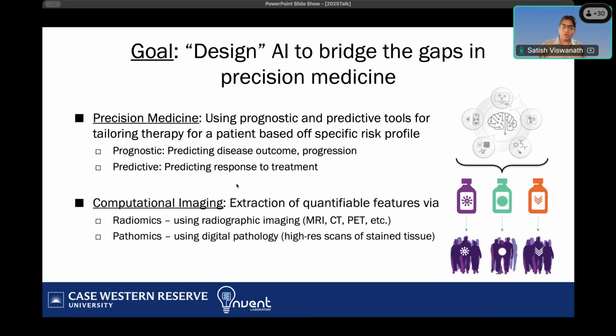So you're trying to predict that response to treatment. And the way we're going to do it in this talk is we're going to use computational imaging. So using all of the imaging data that is collected for these patients, we want to try and guide which therapies are best optimized for which patient populations. The specific types of computational imaging approaches we're going to be talking about are, one, radiomics, which is the idea of extracting quantifiable features from radiographic imaging. And then similarly, pathomics, which is trying to use digital pathology data to identify different signatures associated with disease outcomes and progression and so on.